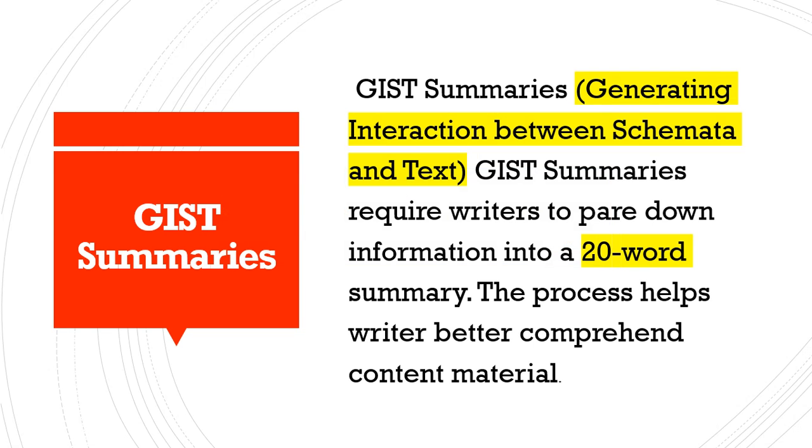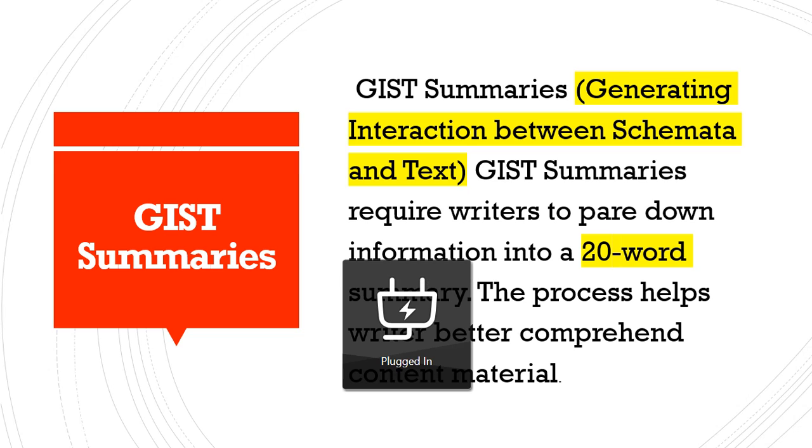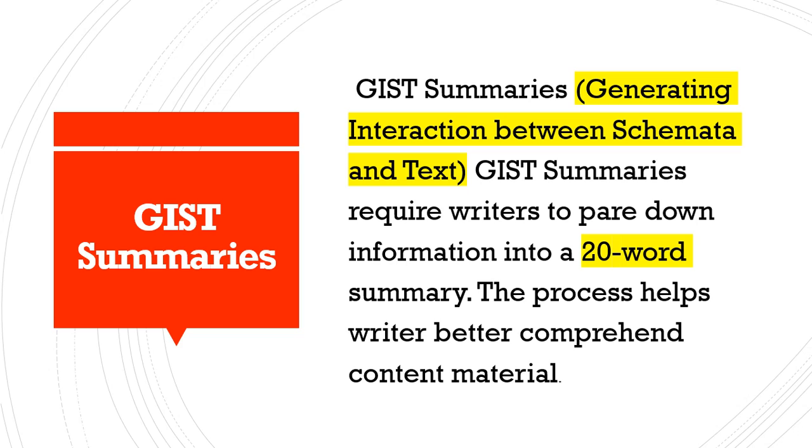So how do you do these summaries? These summaries require writers to pare down information into a 20-word summary. The process helps writers better comprehend content material. So, gist summaries, again, are the interaction between schemata and the text, and your intention is to reduce the original text into a 20-word summary.